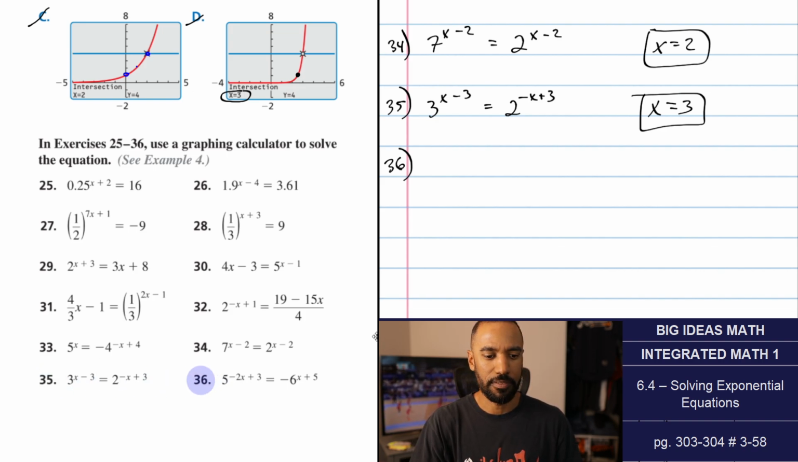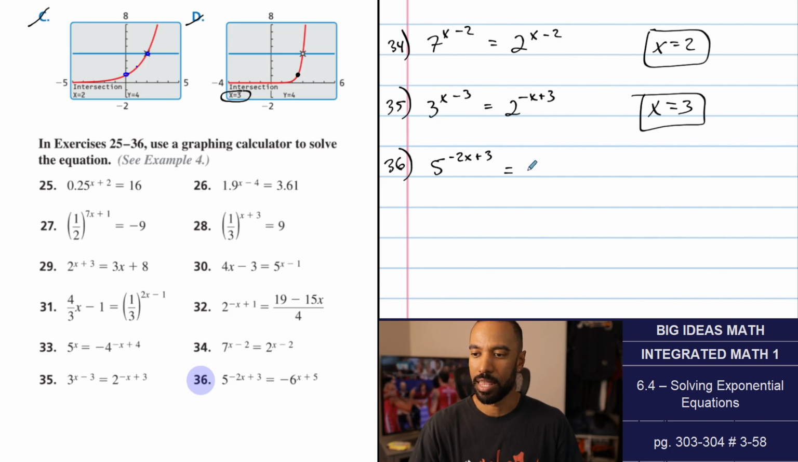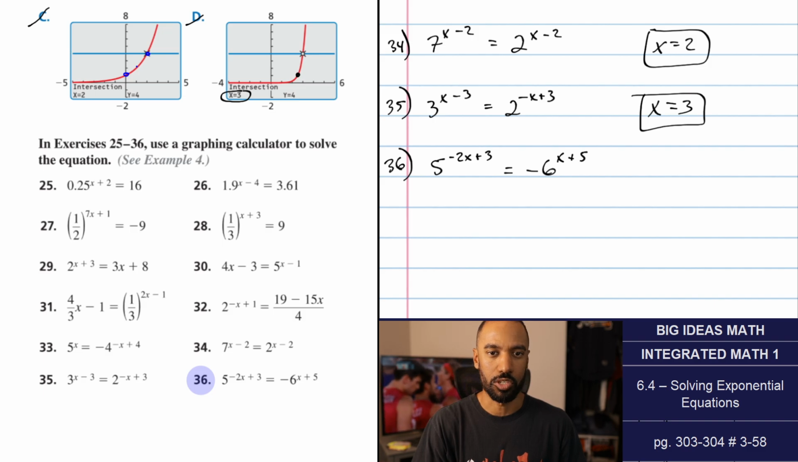Number 36, I believe, is another one that will have no solution because 1 is once again a positive. This is a positive decay, but it's going to stay above the x-axis the whole time, and this is a negative growth. It'll stay below the x-axis at all times. So I don't think these ones will intersect. We'll probably have a no solution case here. But they said solve by graphing, so we shall write it.